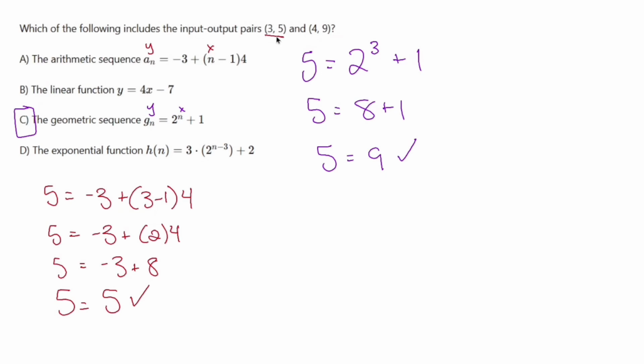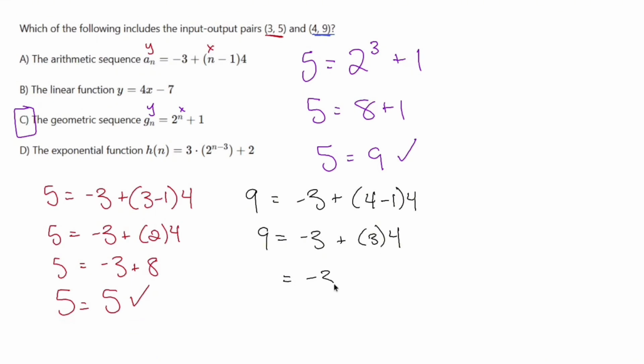Now, that's 1 point. To test the other one, we plug in 9 equals negative 3 plus (4 minus 1) times 4, which means negative 3 plus 3 times 4 has got to be equal to 9, and negative 3 plus 12 has got to be equal to 9. And you know what? 9 is 9, so A is our guy.